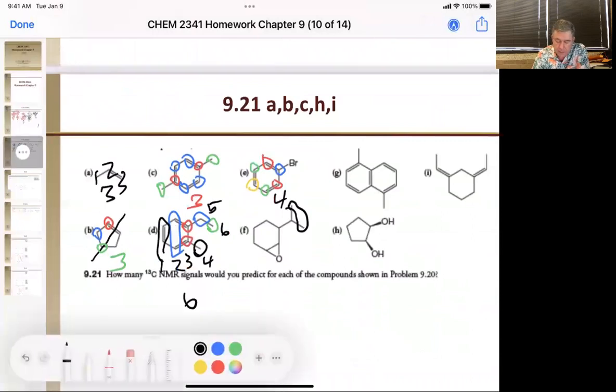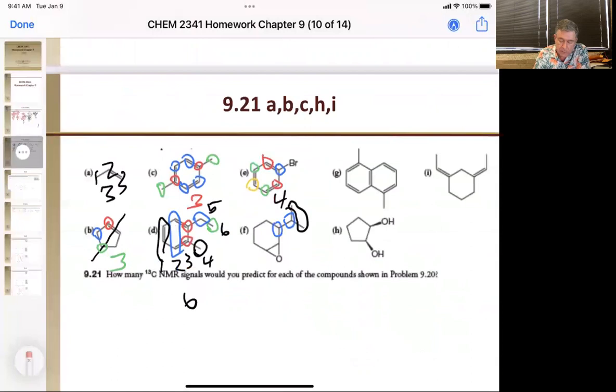Okay, this peak is different than everything else. This peak is different than, oops, let's do a different color here. Make sure we're, so we're going to start with red.